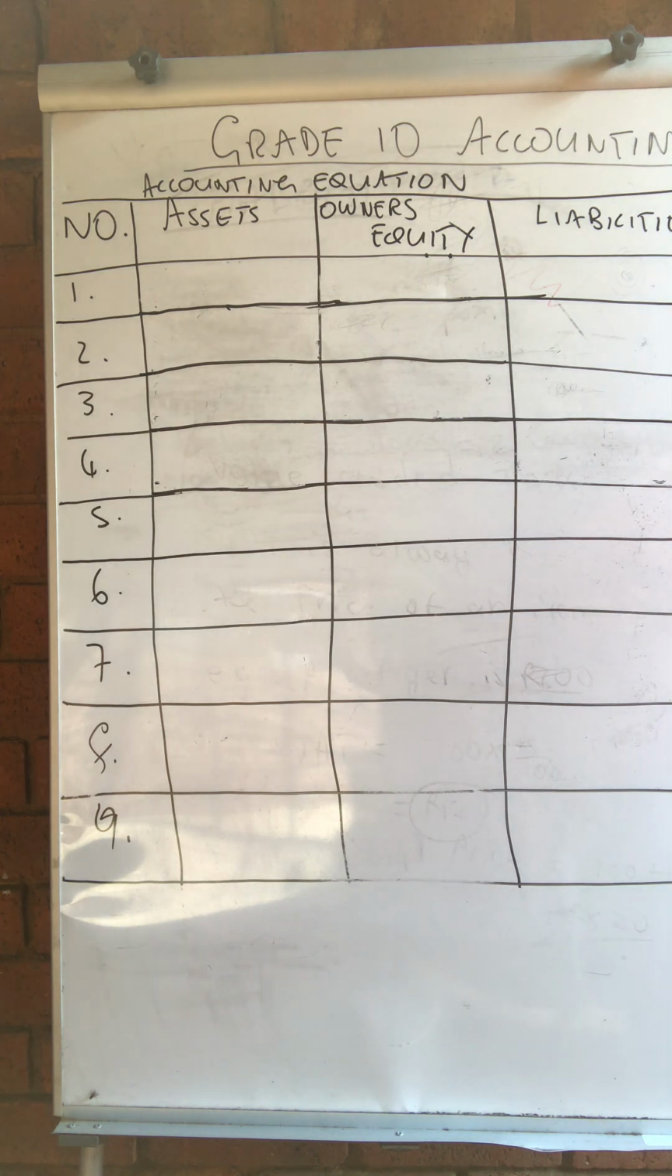In this lesson, we are dealing strictly and specifically with grade 10 accounting. The topic at hand is the accounting equation. Now let's break down what the accounting equation basically tells us. The accounting equation tells us that the total assets of the business must be equal to the combination of the owner's equity of the business and the liabilities of the business.